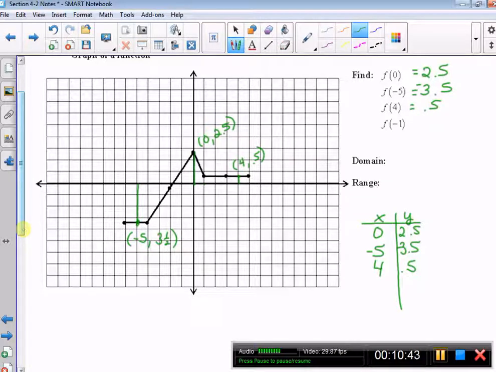X comma y, x comma y. Last one, f of negative 1. So when you go to negative 1, then you have to go up to find the graph. So that coordinate is negative 1, comma, 1. So negative 1, comma, 1 would mean that f of negative 1 is positive 1. When x is negative 1, what's y?